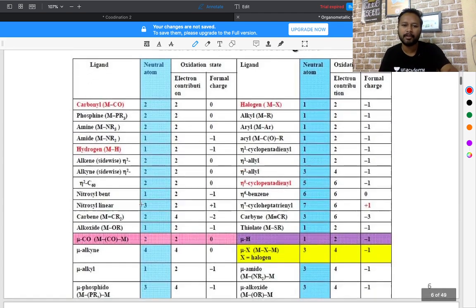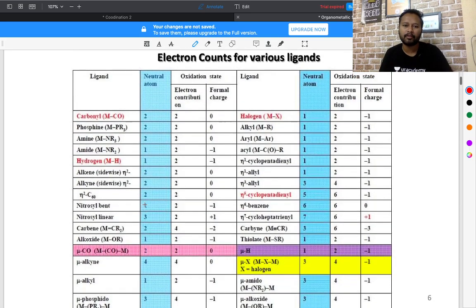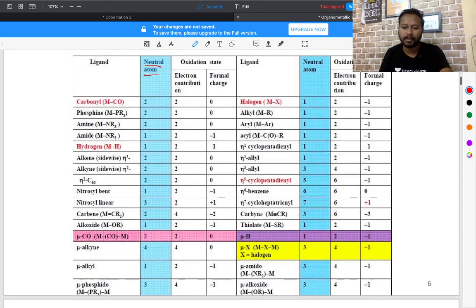Okay, so this is a table. You can take a screenshot of this. This table tells you about the electron count in two different methods. One is the neutral atom method, and the other one is the oxidation state method. Different ligands are written over here, and these are the electron counts given to you. So how many electrons you will count, you can take a screenshot of that if you want, and this will help you remember which ligand will give how many electrons in which condition.